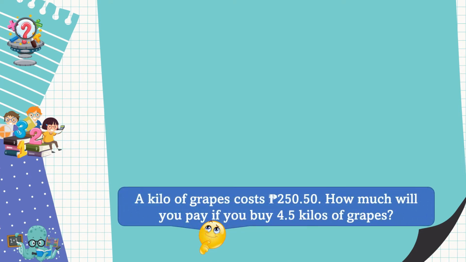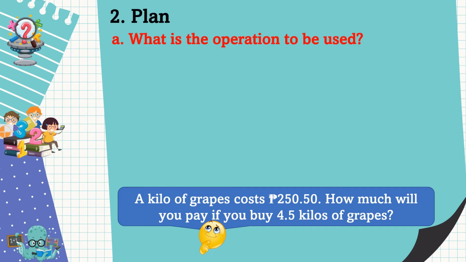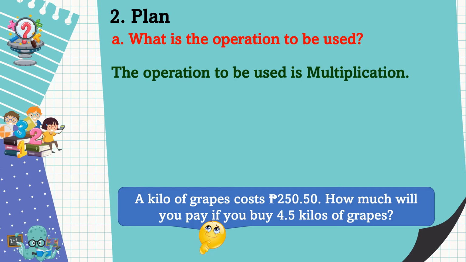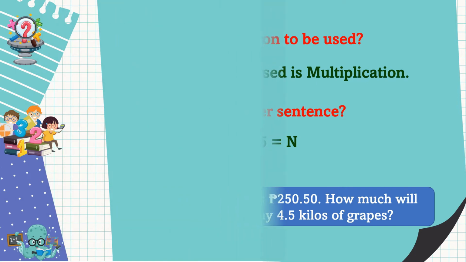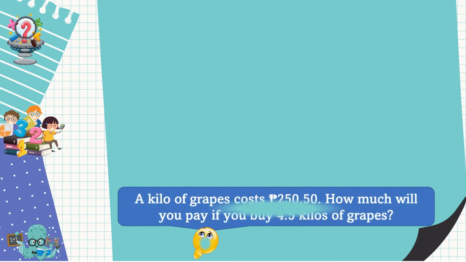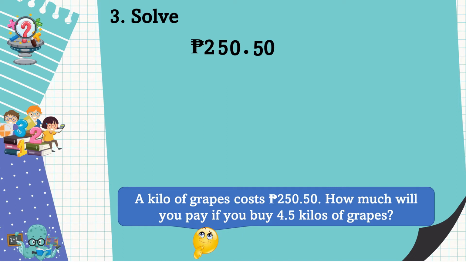What is the next step? The next step is we're going to make a plan. What is the operation to be used? The operation to be used is multiplication. What is the number sentence? The number sentence is 250 pesos and 50 centavos times 4 and 5/10 is equal to n. Since we already have a plan, let's solve the problem. 250 pesos and 50 centavos times 4 and 5/10.